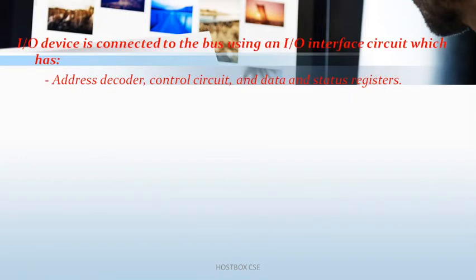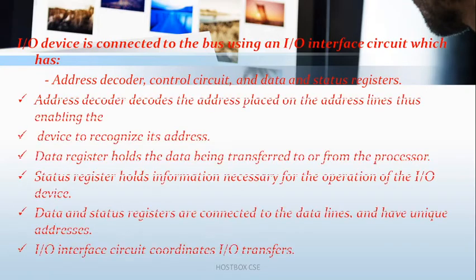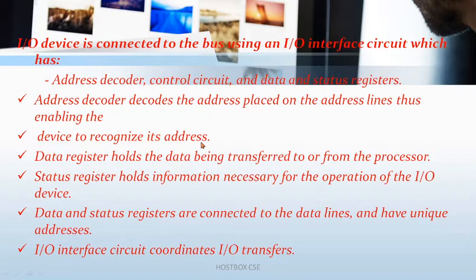Also here the IO device is connected to the bus using the IO interface circuit, which has some points given. The address decoder decodes the address placed on the address lines, thus enabling the device to recognize its address. Also the data register holds the data being transferred to or from the processor. The status register holds information necessary for the operation of the IO device. The data and status registers are connected to the data lines and have unique addresses. Don't forget, the IO interface circuit coordinates IO transfers.